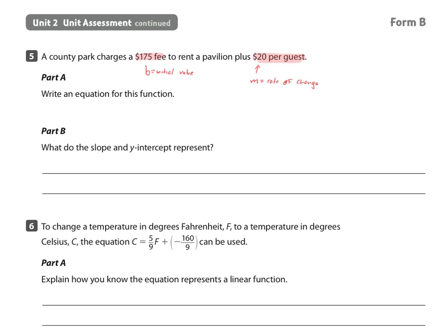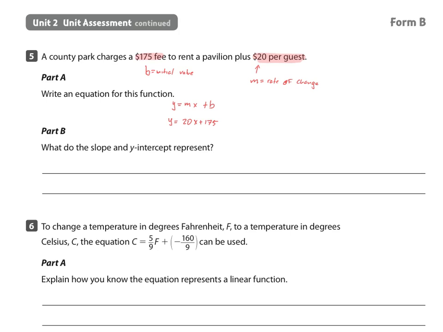Now, it tells you to write an equation for this function. So we're going to write the equation in the form y equals mx plus b. We already labeled what our m and our b was. So we know the b is going to be 175, and your m is going to be 20. And that will be your answer for part A. And that part is worth 1 point.